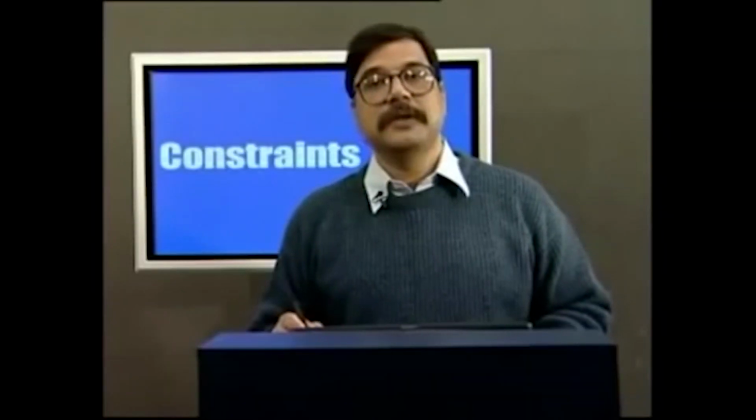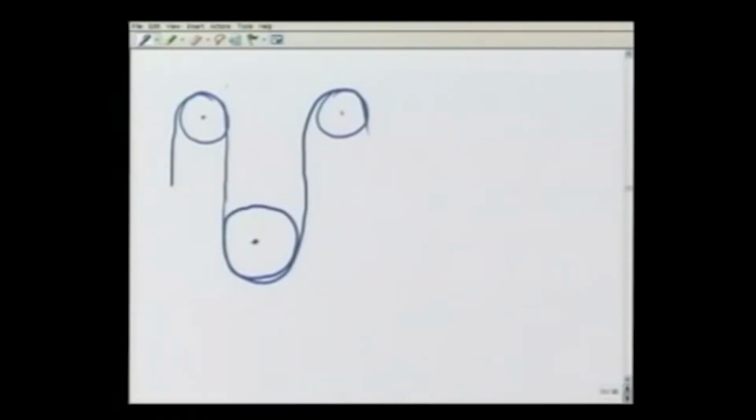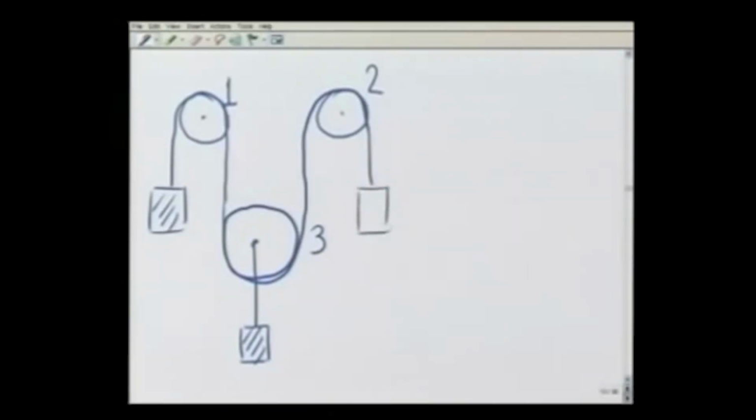I am going to demonstrate this now with a slightly more complicated problem. It will be like Atwood's machine, but slightly more complicated. So what we are going to do is take two fixed pulleys, they are fixed at some height, pass a string of fixed length over them, and the string turns around with the help of this third pulley. So let me number them: pulley number 1, pulley number 2, which are fixed, pulley number 3, which can move up and down, and let me also attach a mass here, attach a mass here, attach a mass here.